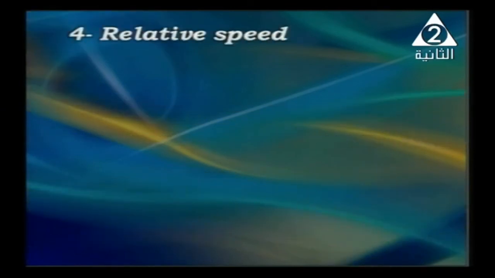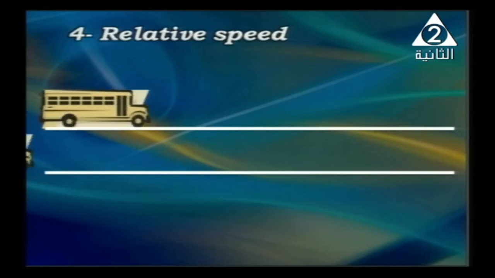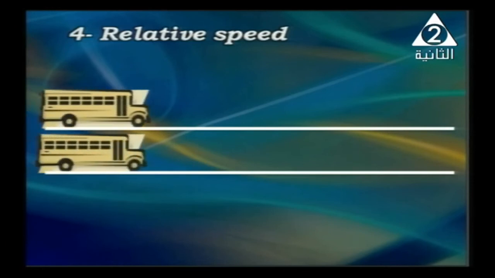We have number 4, another type of speed called relative speed. What's meant by relative speed? Relative, it means what? It means we have two bodies that move, or one of them moves and the other one doesn't move. So here we have two buses, like our bus in the school. So with relative speed, I need to calculate the speed of our car, for example, relative to another car. So it moves like this.